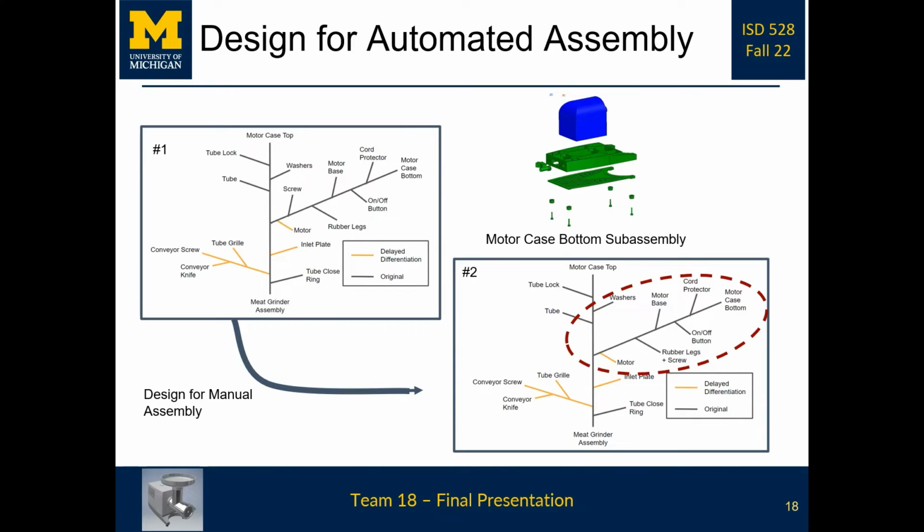Here you see the design for automated assembly. In the top left, labeled number 1, you see our original fishbone assembly diagram. Following that gray arrow from the top left down to the bottom right, you see number 2, our fishbone assembly diagram after redesign for manual assembly. Manual assembly resulted in the combination of rubber legs and screws, which happen to be a subcomponent to our motor case bottom subassembly, which is seen above.